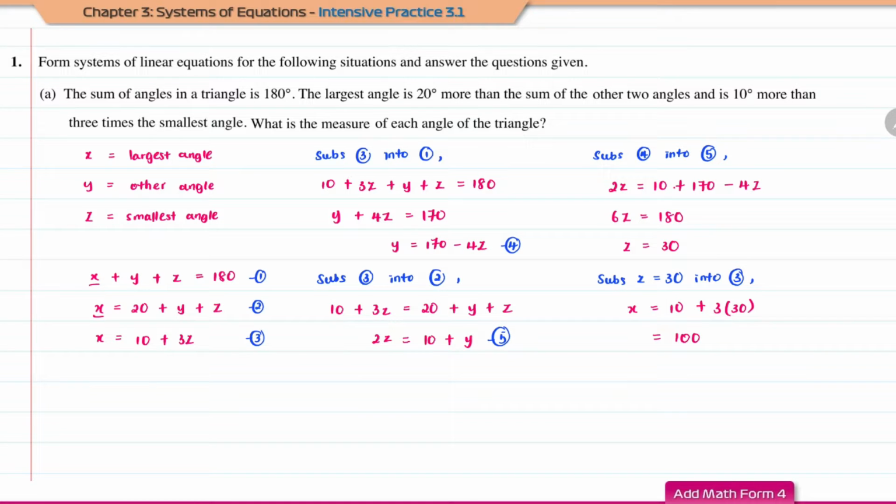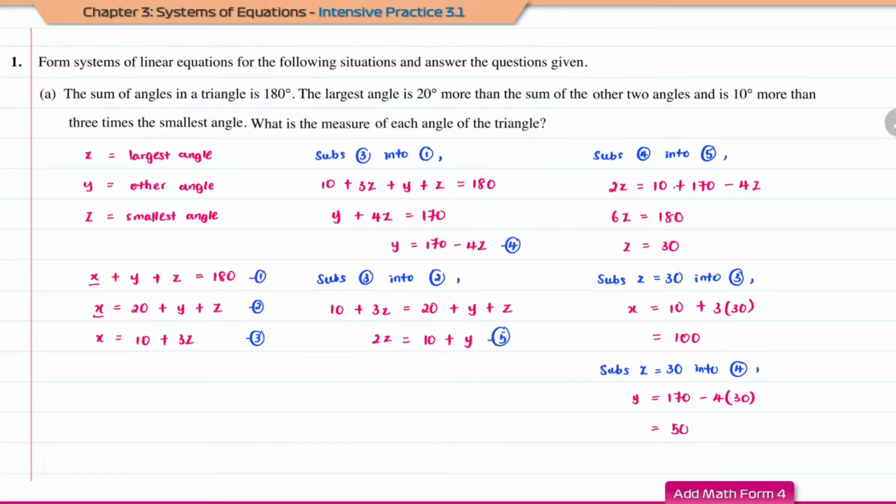Last one, I'm going to substitute Z, which is equal to 30, into equation number 4 in order for us to find the value of Y. So equation number 4, Y equal to 170 minus 4Z. So here is going to be 170 minus 120. So Y will become 50.